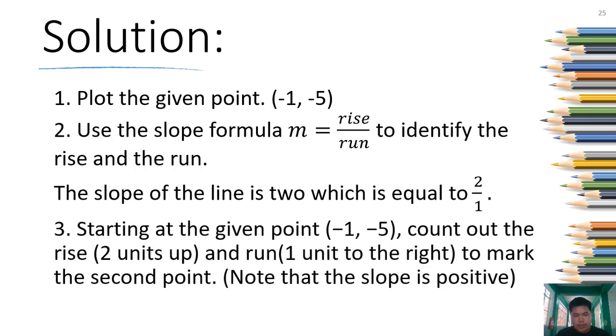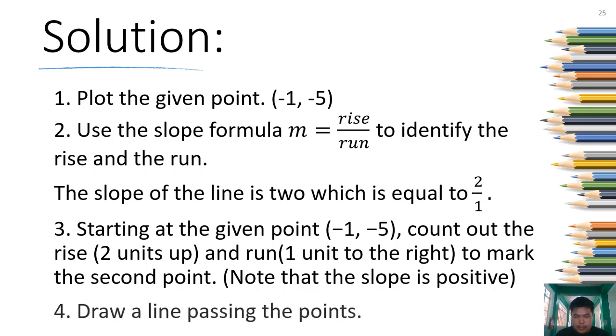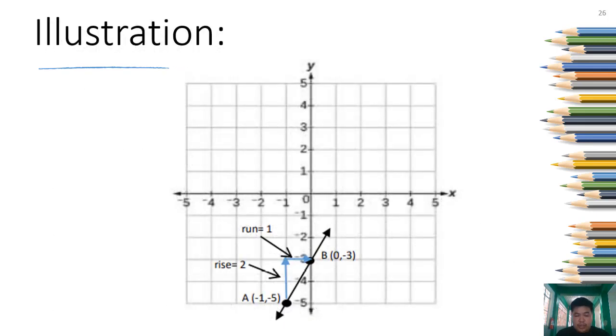Starting from the given point, negative 1, negative 5, count out the rise, 2 units up, and run 1 unit to the right to mark the second point. Note that the slope is positive. So draw a line passing through the points. So let's try to have, here it is.